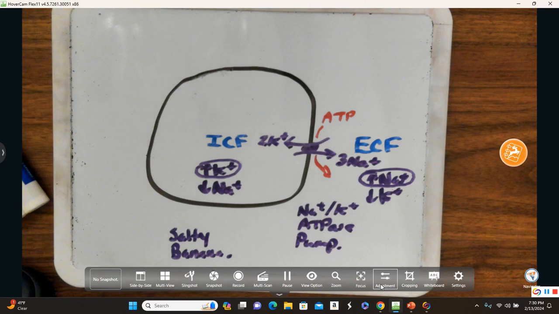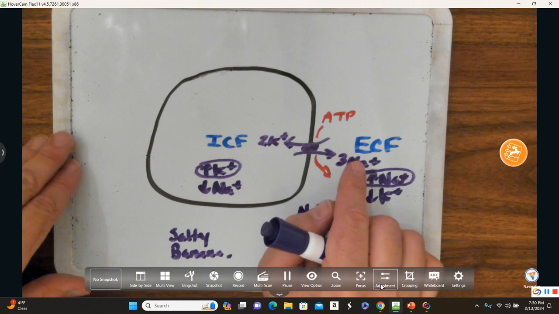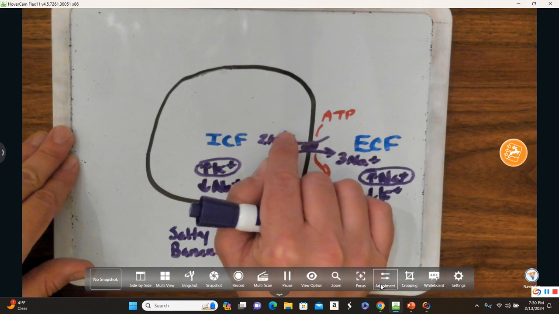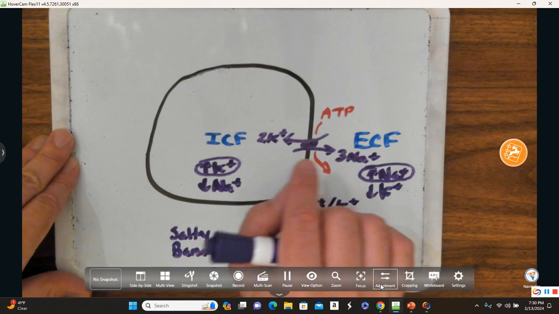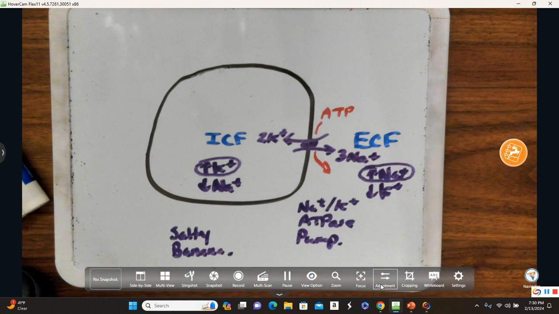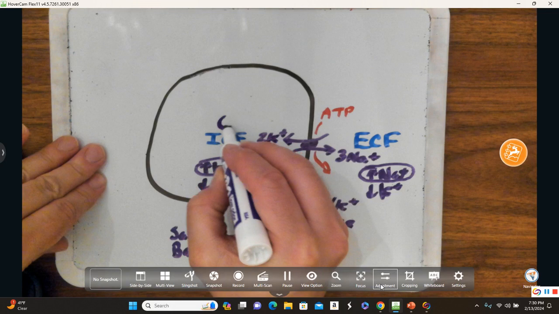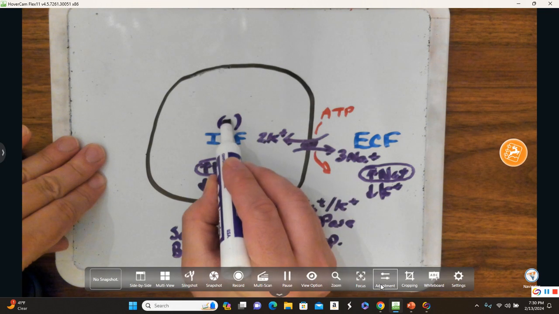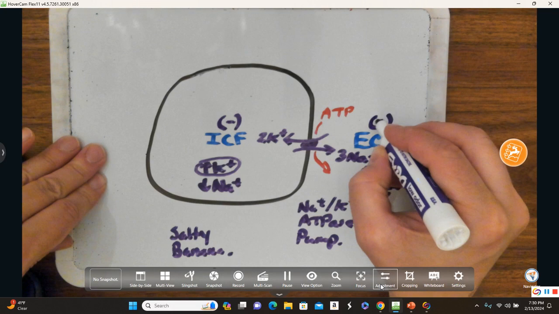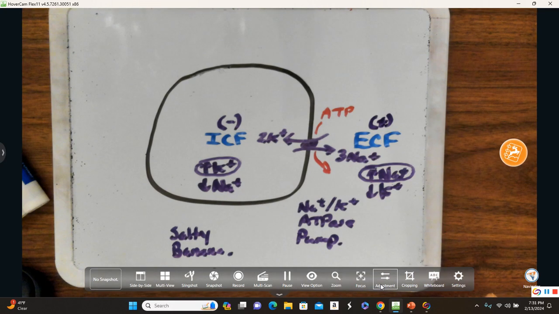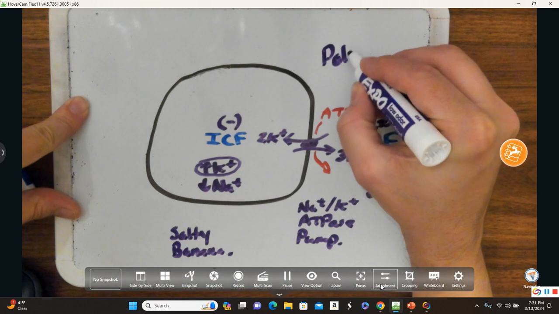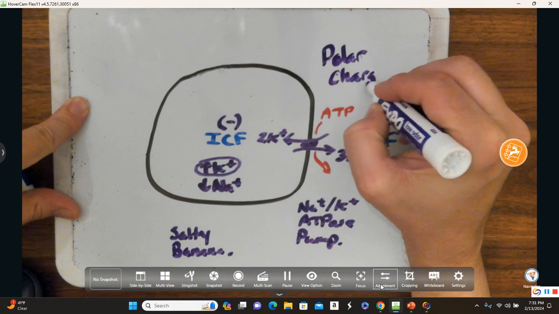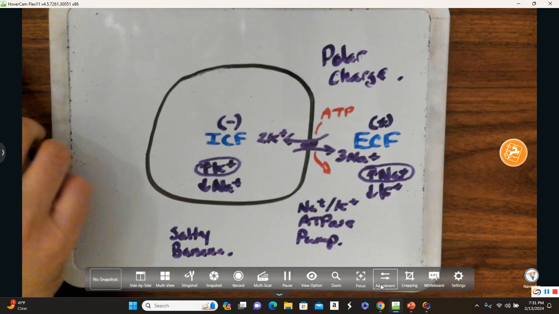Okay? Now, because there is an unbalanced charge here, 3 sodiums out and 2 potassiums in, this creates an unbalanced, unstable charge. The ICF will be quite a bit more negative, and the ECF will be quite a bit more positive, and we refer to this as being a polar charge.